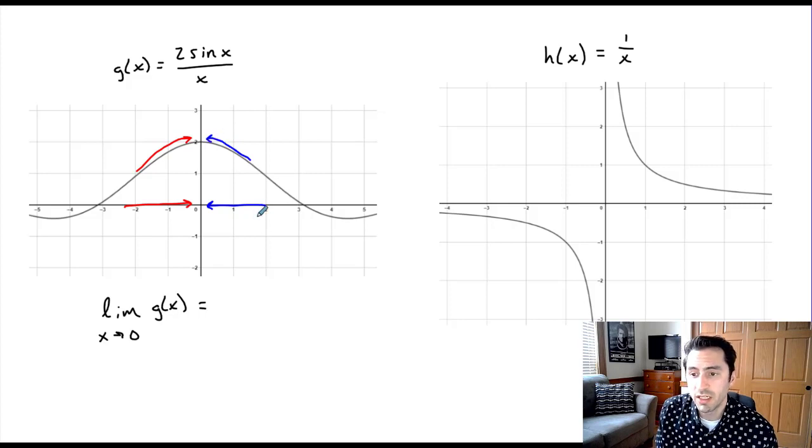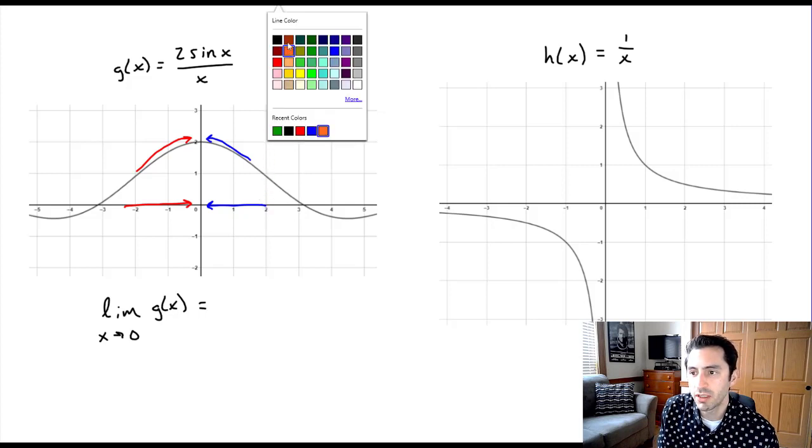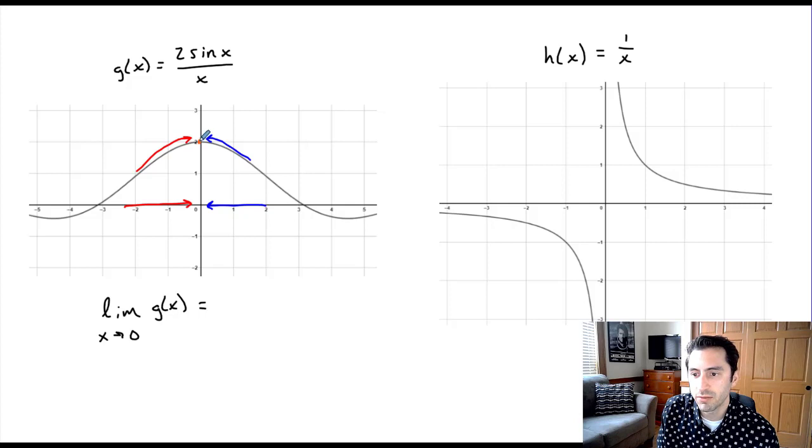For the limit to exist, the left-hand side and the right-hand side, they have to be approaching the same point. And in this case, it does look like they are. So as we move our x values closer to 0 from the left, it seems that our graph is getting closer and closer to this y value of 2. And as we move our x values closer to 0 from the right-hand side, it looks like our graph is also approaching this y value of 2. So that means that our limit as x approaches 0 is equal to 2.